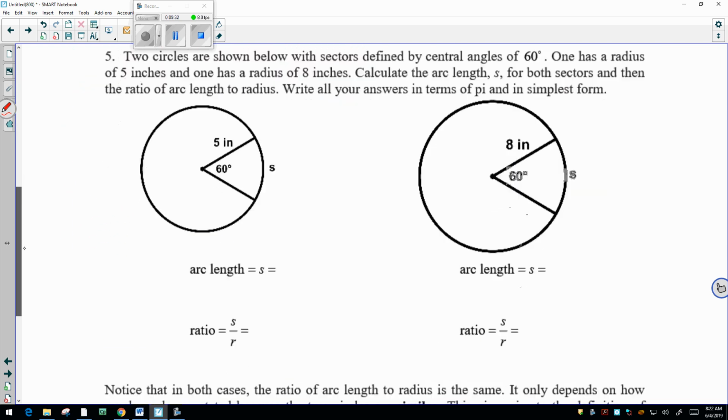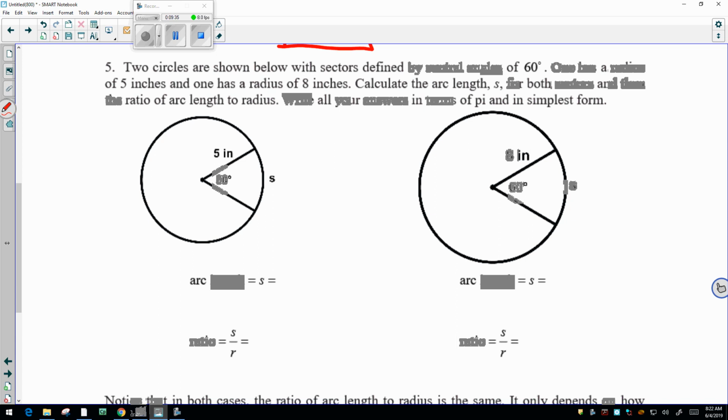So moving on. So we have 2 circles. They're shown below with sectors defined by central angles of 60. Notice they have the same angle measure. Their radii are different. One thing to keep in mind, all circles are similar. I can prove that to you by saying if I did transformations, I could take this circle on the left-hand side and translate it to the right so that my center points match up. And then all I need to do is dilate, let's say this guy, so that 5 is now the same size as 8, and we've just proven them similar because we've done a dilation transformation. So keep that in mind.